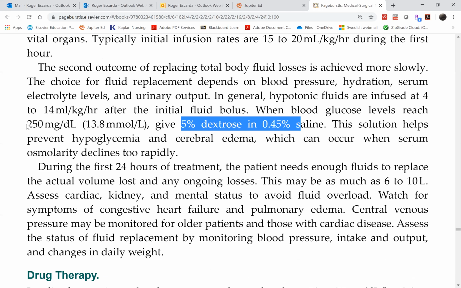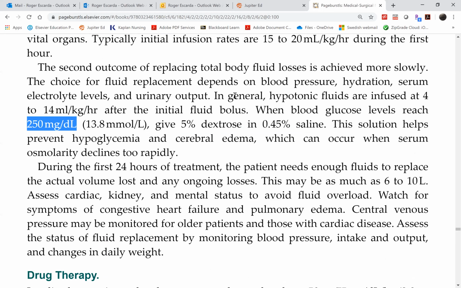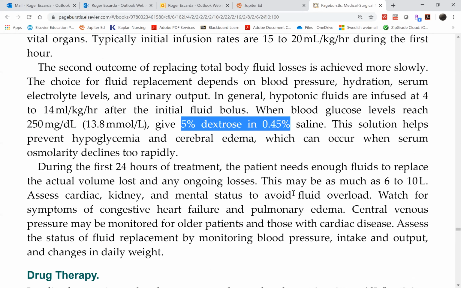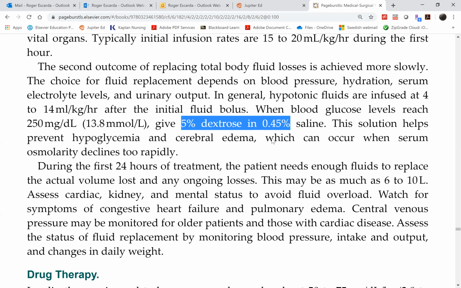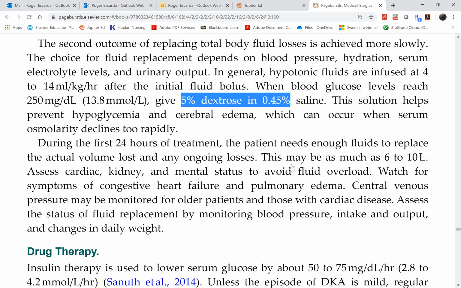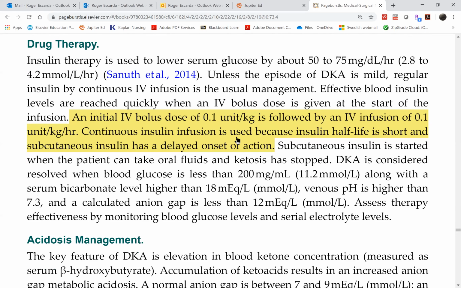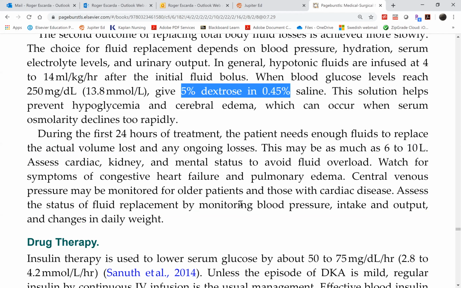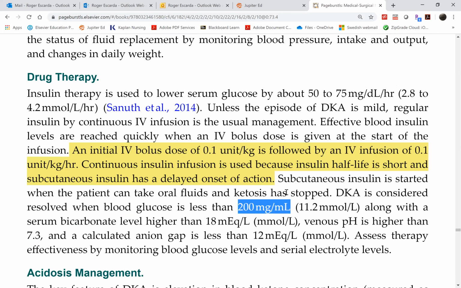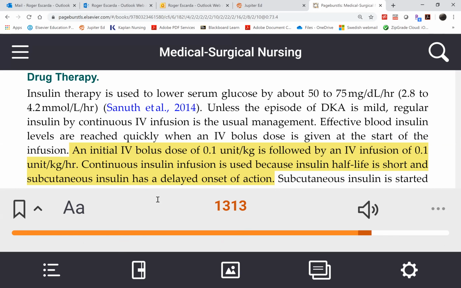And then once you hit 250, the fluid again changes from half normal with potassium to now D5.5. Whether or not it contains potassium will depend on if the patient is still receiving this. So if they are, then this will also still contain potassium. If not, because your sugar is now 200 or less than 200, then the infusion of insulin stops. Are we clear?